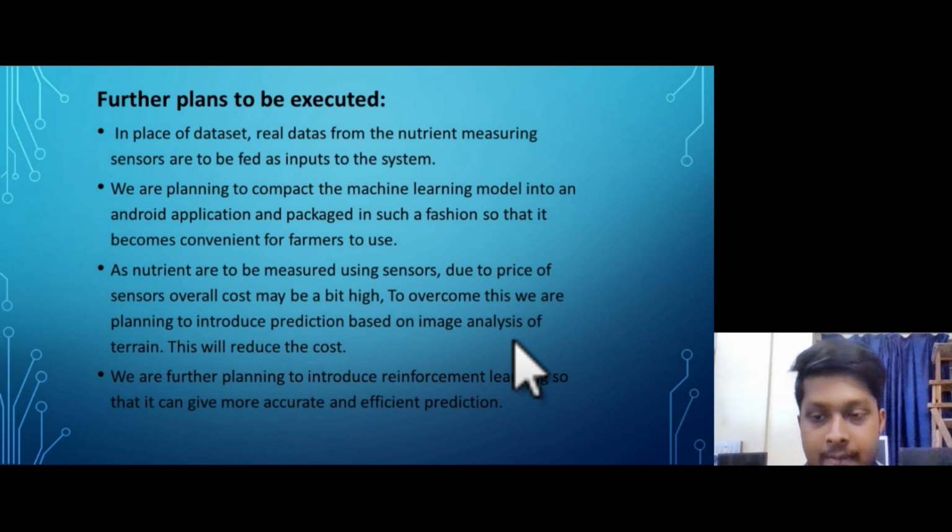As nutrients are measured using sensors, due to the price of sensors, the overall cost may be a bit high. To overcome this, we are planning to introduce prediction based on image analysis of terrain. This will reduce the cost. We are further planning to introduce reinforcement learning so that it can give more accurate and efficient predictions time by time.